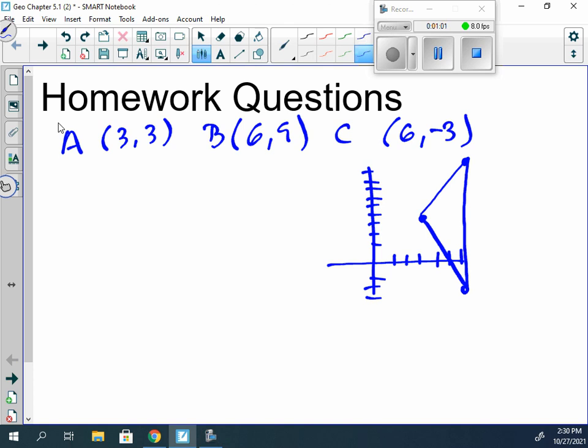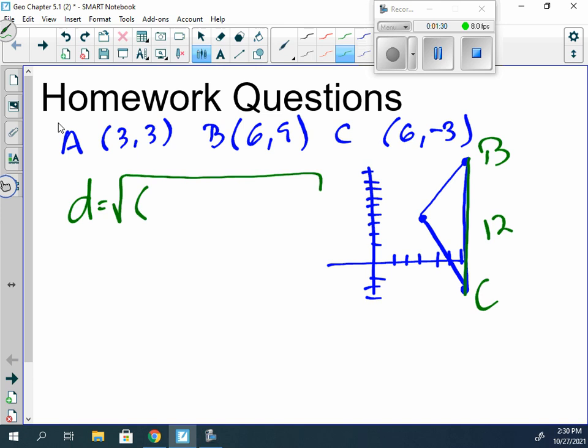Now, if we did this on the coordinate grid, we would have been able to see that the distance from B to C would be along a straight line, and we could have counted straight down. 9 and 3, this would have been 12, or we can use the distance formula to find the same thing.